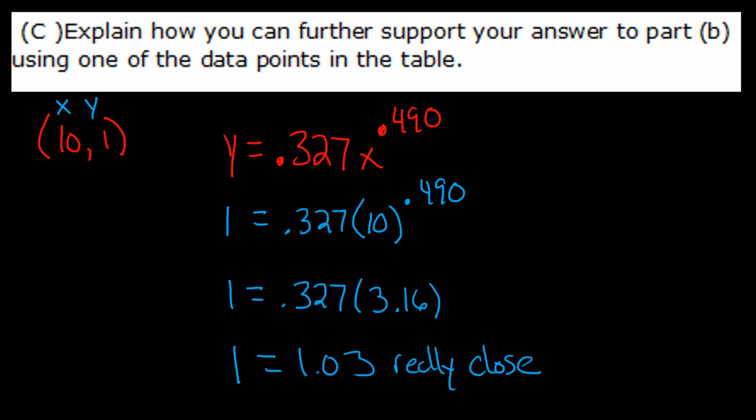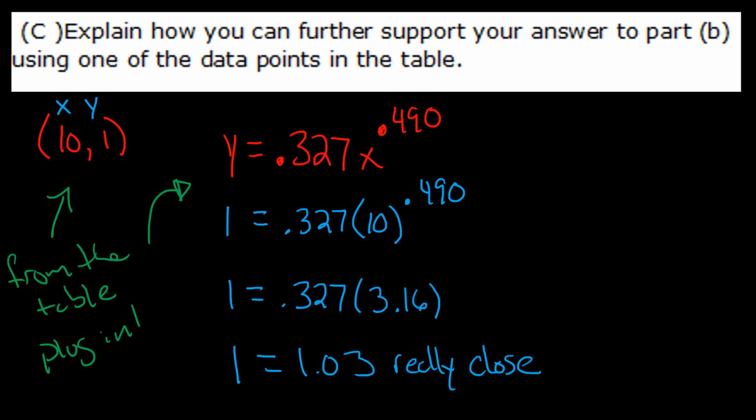So on part C, again, what we're doing is we're taking a data point from the table, and we just plug it into the equation of A, right? What we got for A. And you're just checking it. You're just proving it. It's not going to be exact, but it's going to be really, really close. All right, let's go ahead and move on to the next part, part D.